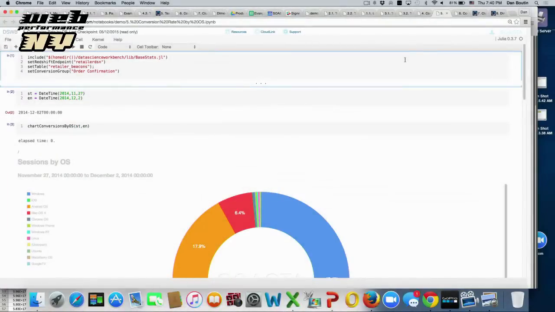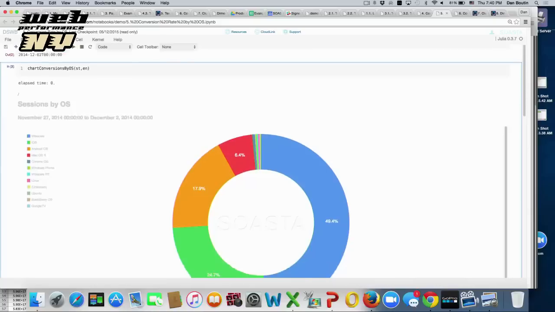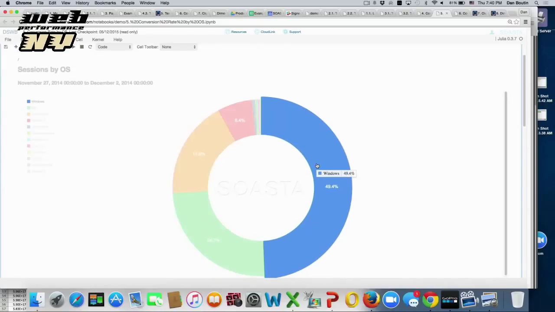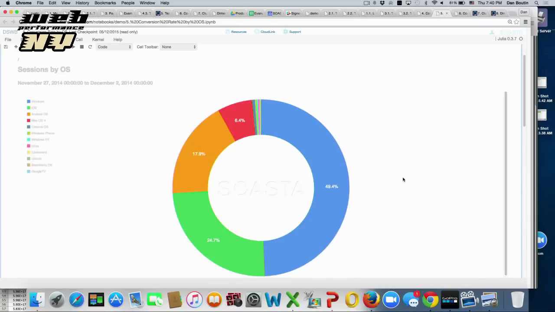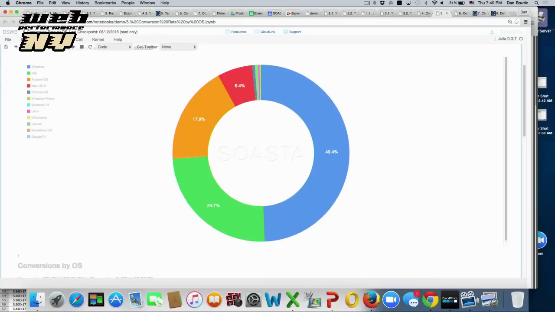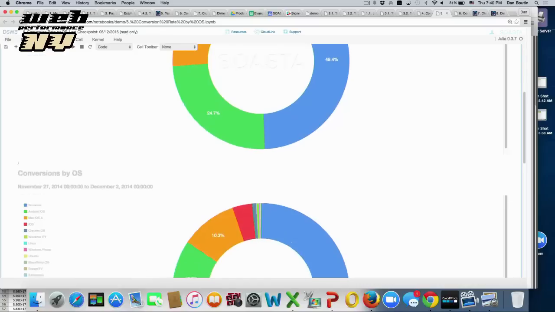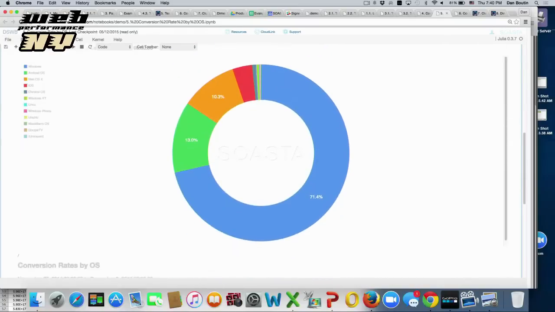You could slice it by page as well, but that one was session. And then here's sessions if you want to look at where your traffic is coming from. This one in particular is by operating system. You've got Windows, Mac, Android, and iOS. So this gives you an idea of what devices and where they're coming from. And then conversion by device.